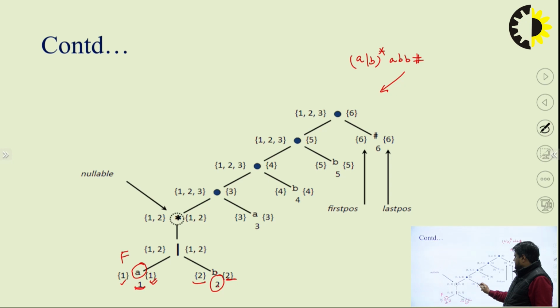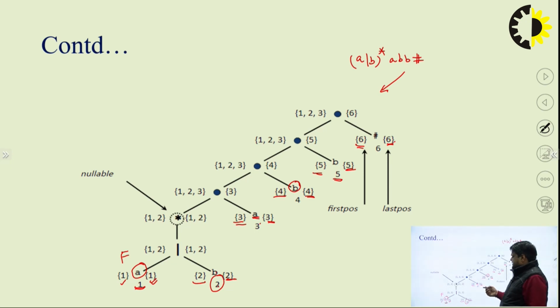Once again, for this third position A, the first position is 3 and the last position is 3. Once again, for the fourth position B, the first is 4 and the last is 4. Similarly, for all terminals, meaning all leaf nodes, you can easily compute the first and last. For this one, it is 5th and 5th. For this one, it is 6th and 6th. Right or not right? So this is the first position, this is the last position.